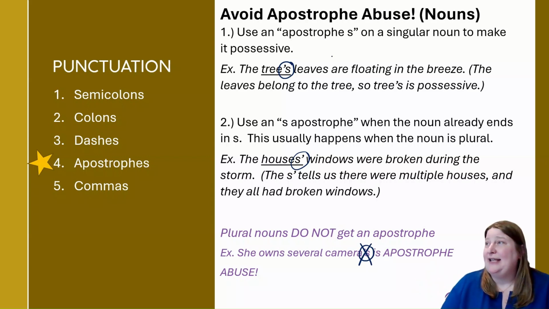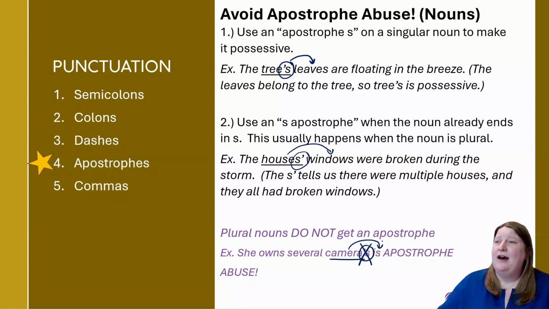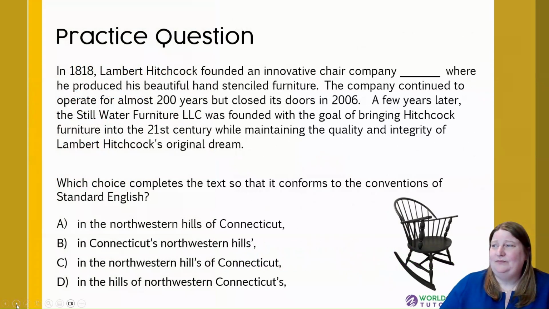Remember, when something is possessive, the word after it is the thing it possesses. So the leaves, the tree owns those leaves. The houses own those windows. The cameras, no, it doesn't own the word that follows. So you can tell the cameras is definitely not a possessive word there. All right, so let's do the SAT style example on this one.